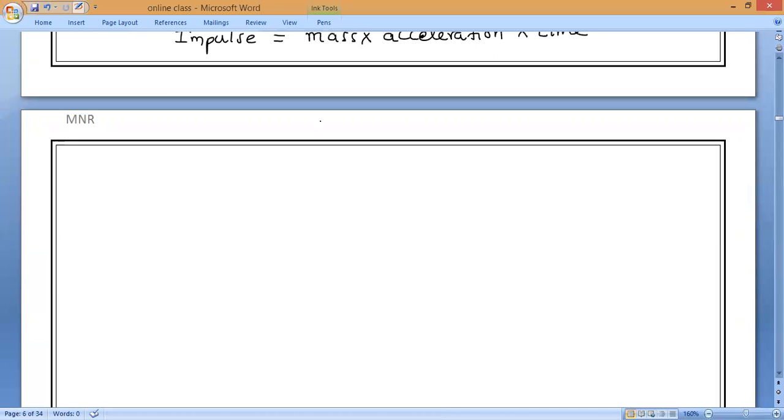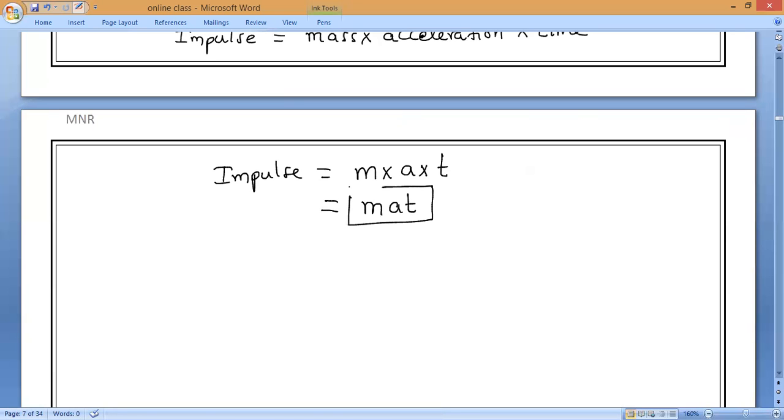Now I can say impulse, in English words: mass is m, acceleration is a, time is t. So can I say it is equal to mat? Impulse means what? Mat. That's all. Now, shall we simplify this formula?